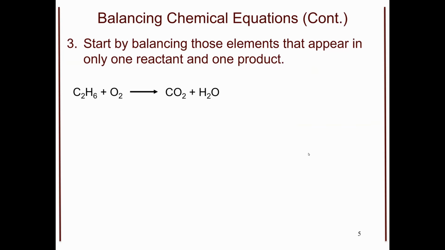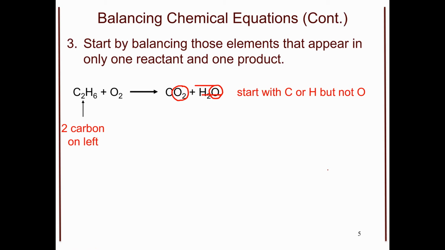So now you can see that we have our skeletal chemical equation, but there's a huge problem. We can notice that we will start with carbon or hydrogen, but not oxygen. Notice that our oxygen is going to be in 2 different products, and it is going to make our life much more difficult if we try to start with that species. So notice that we have 2 carbons on the left. Well, how do I get 2 carbons on the right?